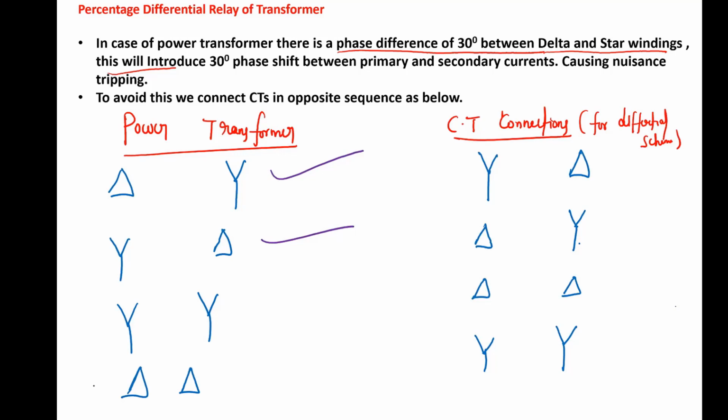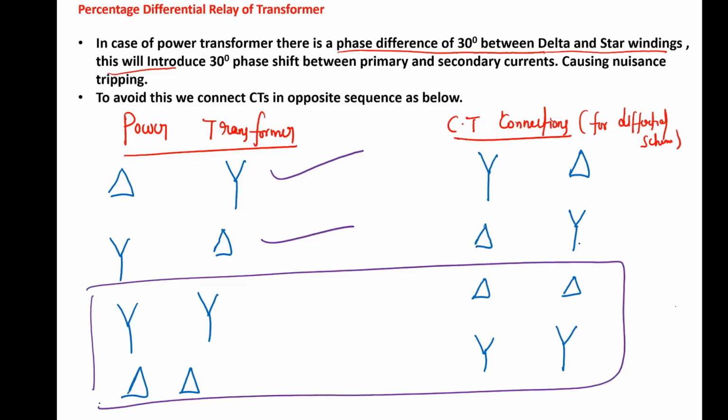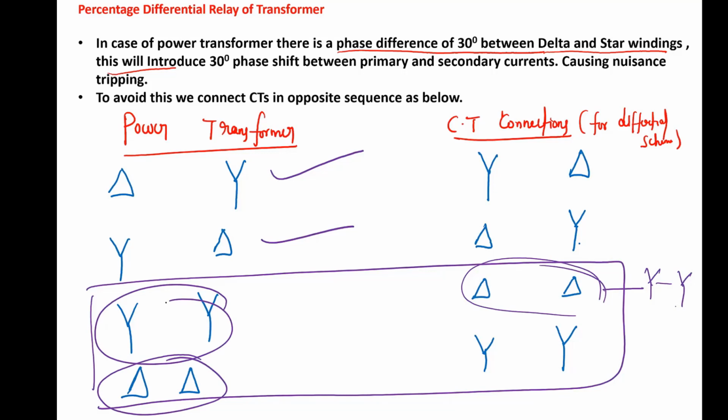But in the remaining two cases, there is no problem because there is no phase shift between star to star. Either you can connect both in delta or both in star. It doesn't make any difference. But to have a common nomenclature, usually they will do it in this sequence. To be very correct, there is no phase shift in these two connections, so you need not use opposite phase sequence here. It is not compulsory for those two, whereas for the first two cases it is compulsory to avoid the 30 degrees phase shift error in the currents.